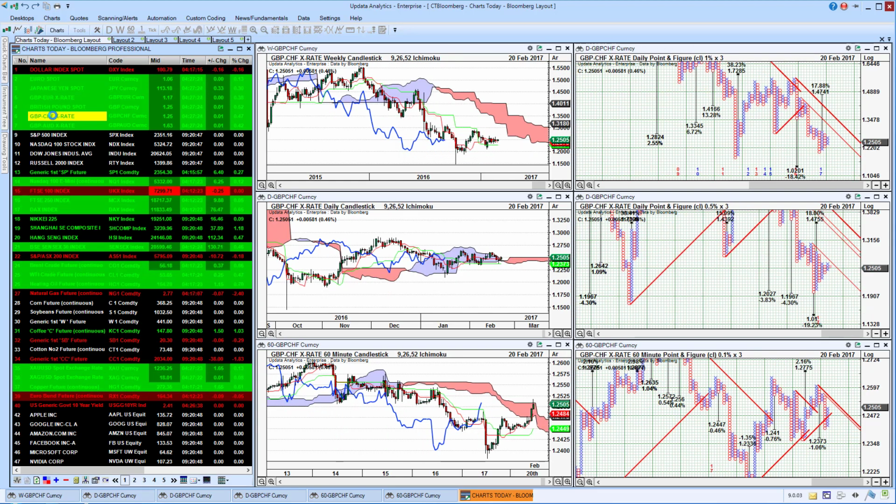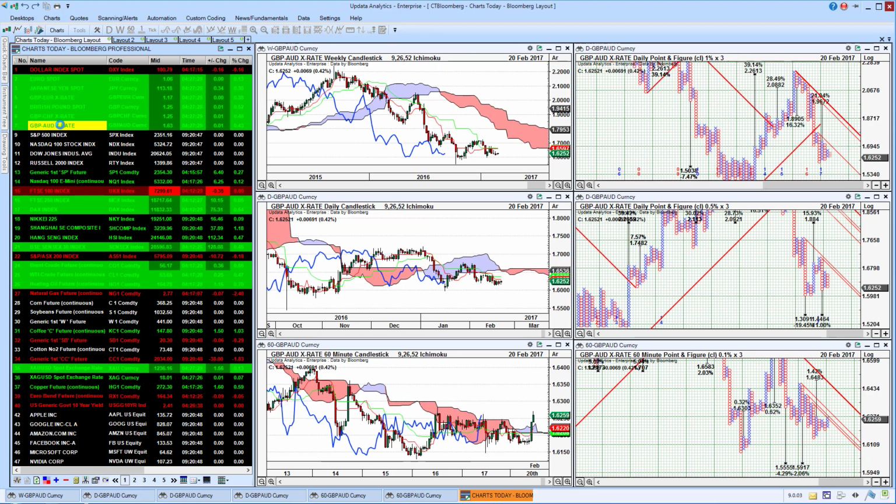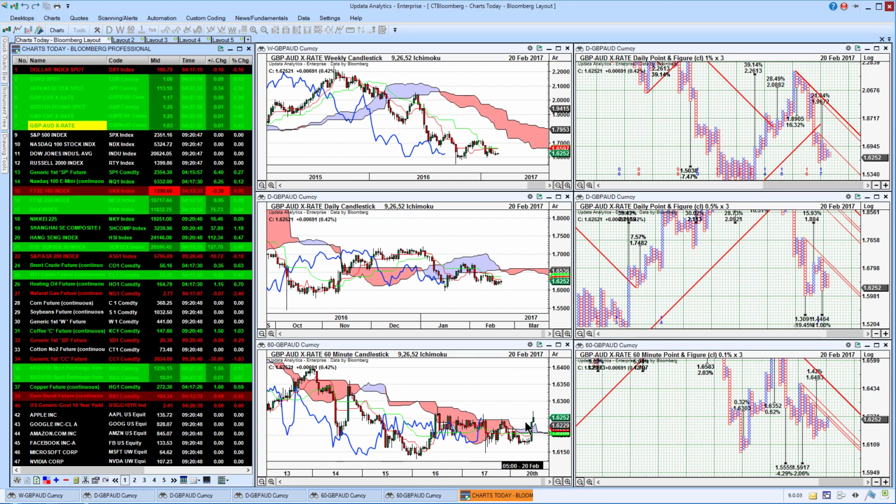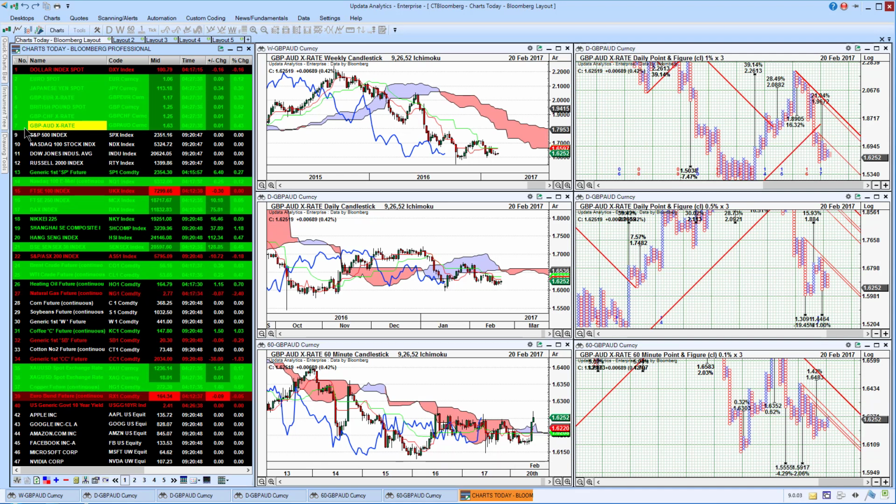Looking at sterling Swiss just as a proxy, we see here a little bit of a recovery, but it has been weaker over recent days. And looking at the Australian dollar, we were as low as 161.50. We're just back to 162.50, but again, this chart looking pretty bearish for the sterling.